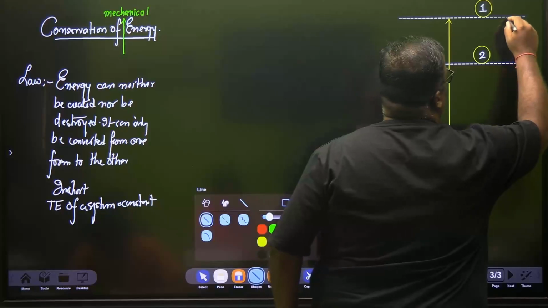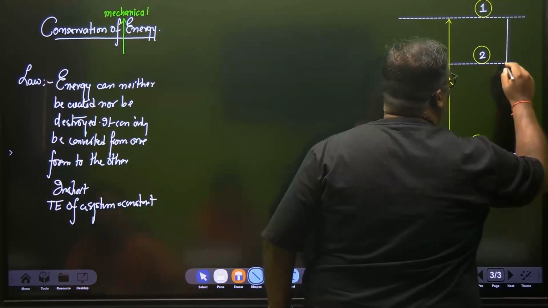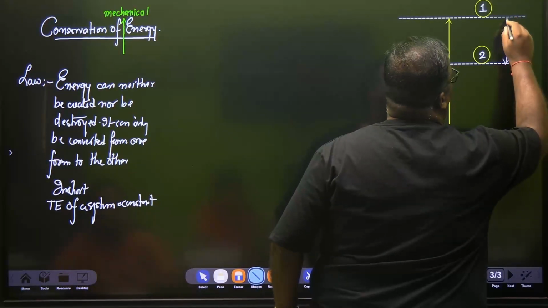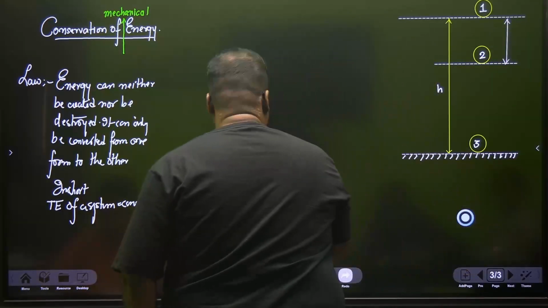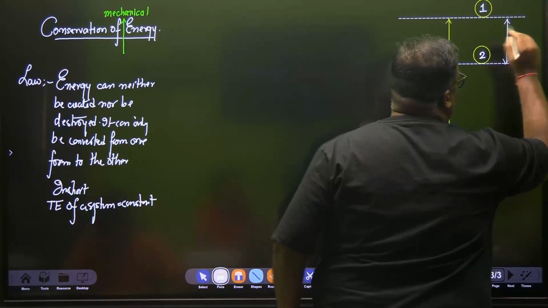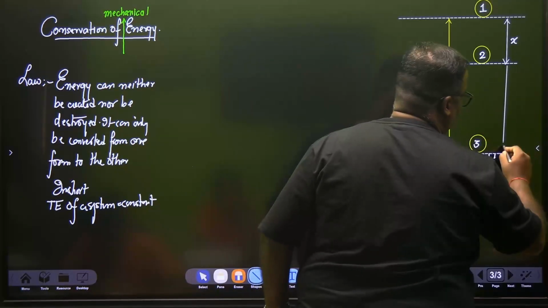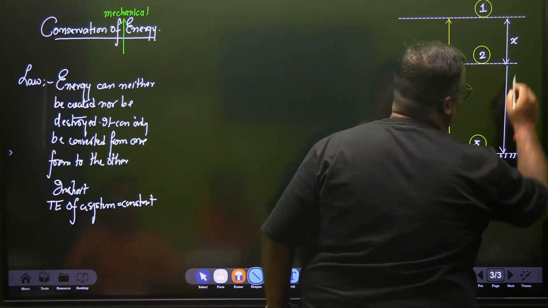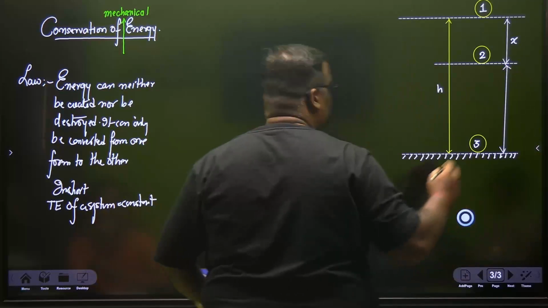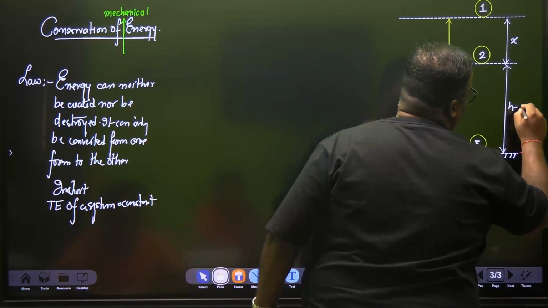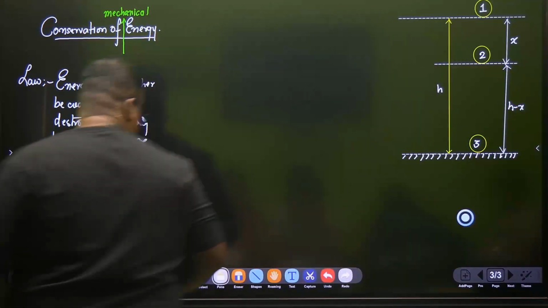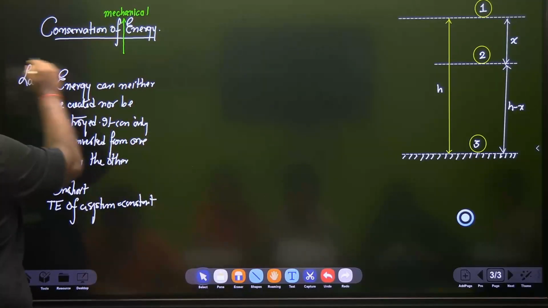Let's say this distance is x. So what is this portion? Very good, this portion is h minus x. So you have understood, right? Can I make this small now? Okay.